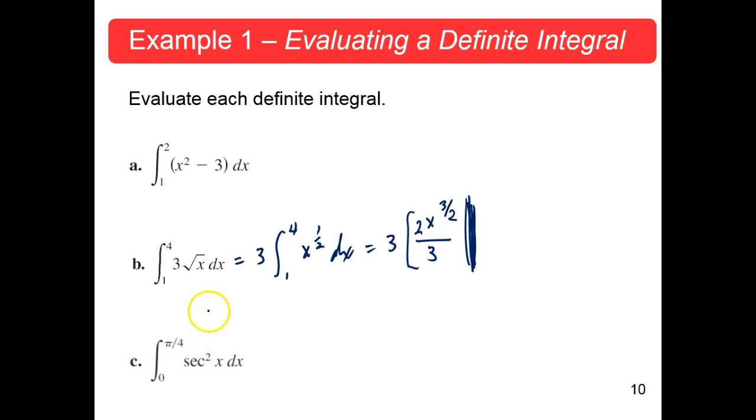Okay? Evaluated from 1 to 4. So what's that going to be? Well, before I do any evaluation, let's do easy stuff. The 3's can cancel out, can't they? Okay? So now we're evaluating 2 times x to the 3/2 from 1 to 4.